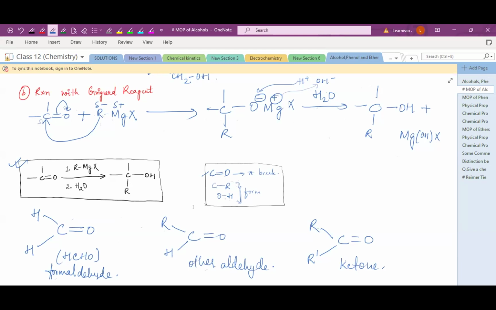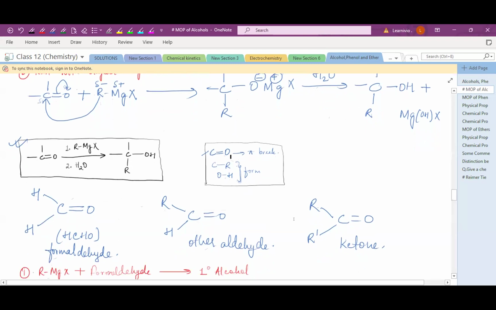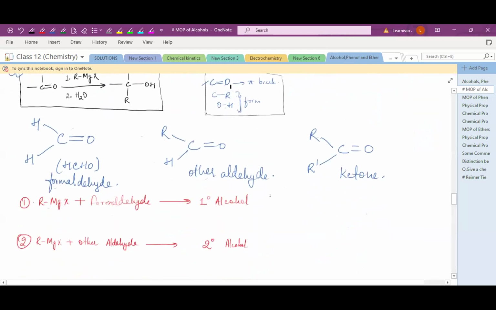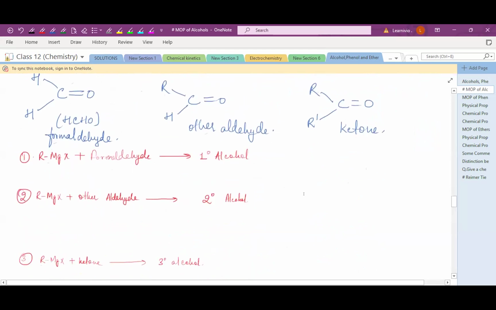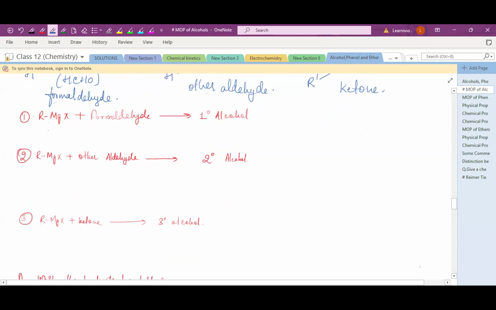Written, Ali? Yes, ma'am. Done. Okay, now let's see one by one what will be the reaction of Grignard reagent with formaldehyde, other aldehydes, and the ketone. Suppose you take formaldehyde. What is the formula of formaldehyde, Ali? CH2O. So basically HCHO. So this is your formaldehyde.